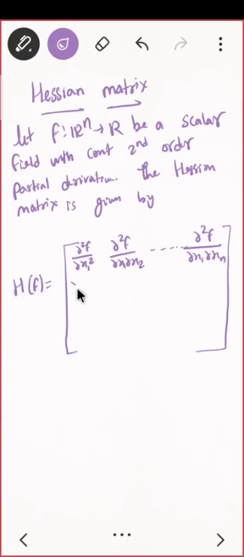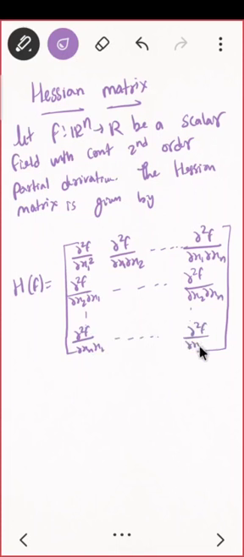Here it will be 2 1 position, so it will be dou x2 into dou x1, and so on it will go up to dou 2. What is this position? This is second row last column, so it will be dou x2 dou xn, something like that. So the last row will be dou 2f upon dou xn dou x1, and so on. The last column will be dou 2f upon dou xn dou xn. This is n n position, correct?